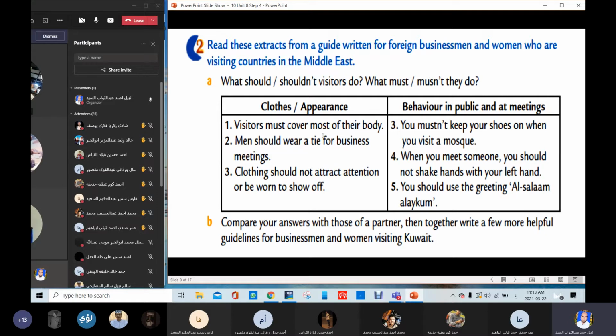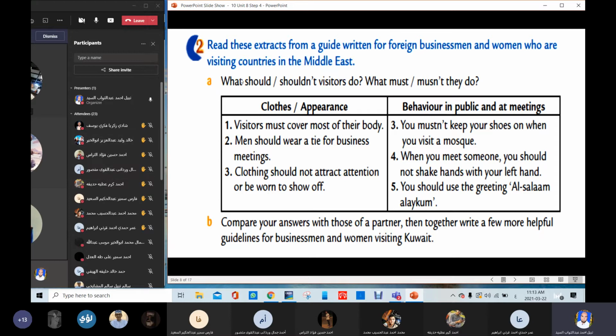So let's summarize these extracts by answering the question. What should visitors do? What shouldn't they do? What must they do? What mustn't they do? So should for advice, must for strong advice when you are talking about something which is right or wrong. Must, mustn't. Shouldn't for medium or mild advice. Okay, what should visitors do? What shouldn't they do? Let's see who can answer the questions.